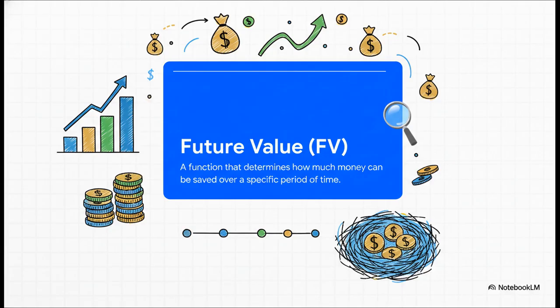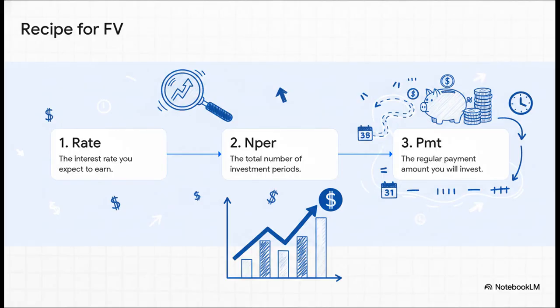It takes your regular contributions, it factors in an expected rate of return, and it gives you a glimpse, a pretty good one, of what your nest egg could look like years or even decades from now. And the recipe for this time machine is almost identical to our payment calculator. You need a rate, your expected annual return. You need NPER, the total number of times you're going to contribute, and you need PMT, the regular amount you plan to invest.